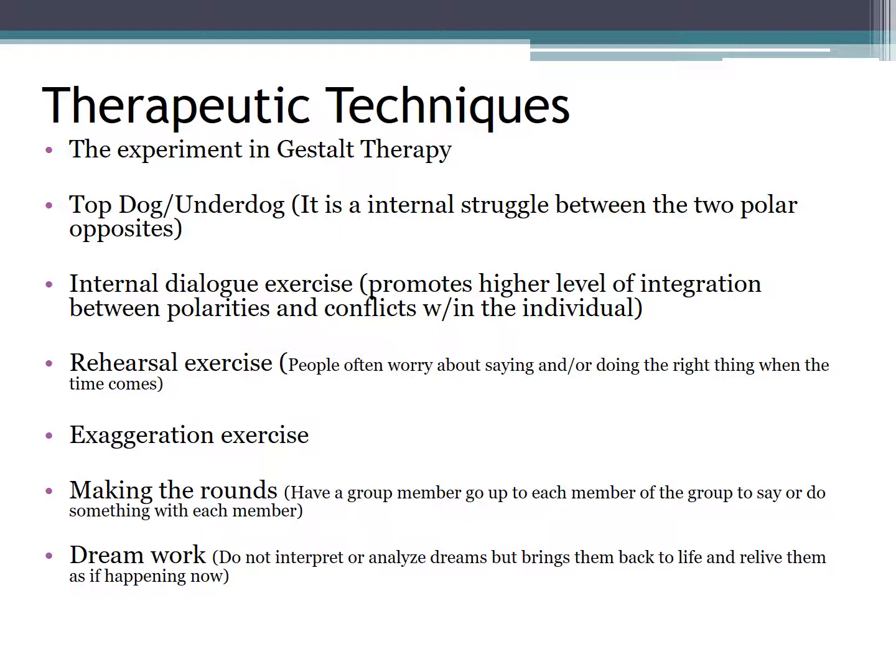I should be on time. I should keep my house clean, or should always do perfect work. The top dog, speaking only to the individual from within, is an interjection of societal, family, and authoritarian demands.